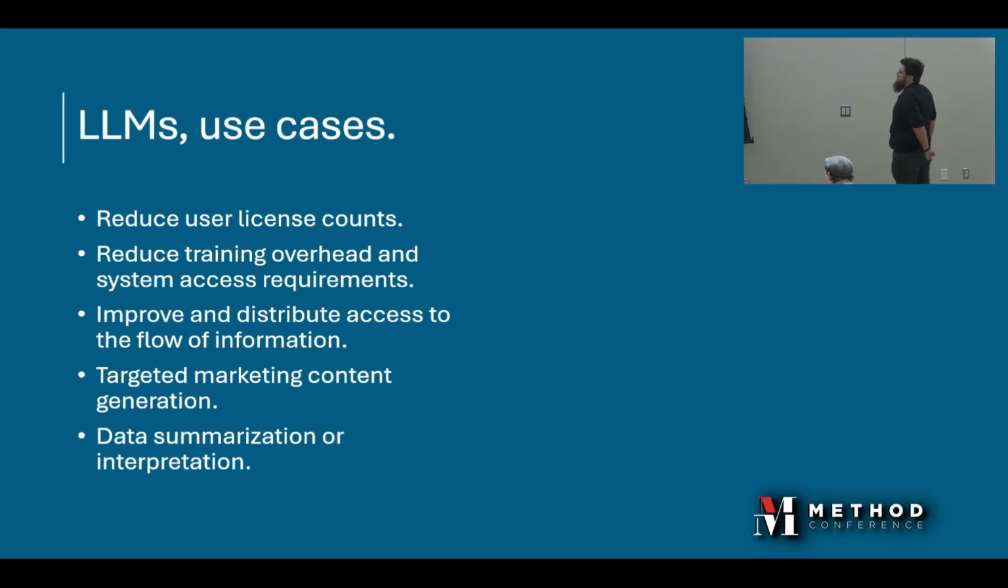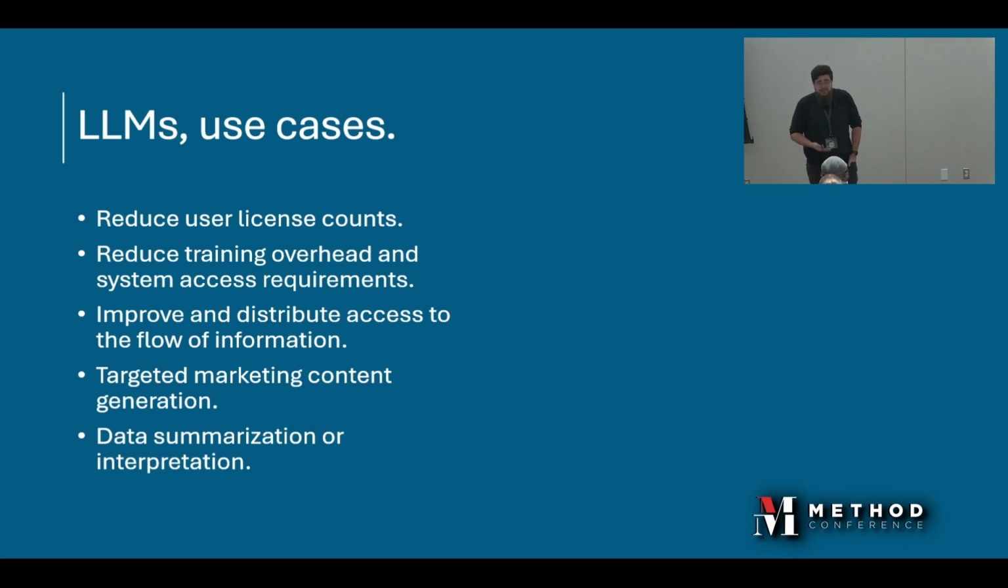Use cases, right? Reducing user license counts is a big one, I think. There is a cost to information. When we onboard people to new platforms and train them to get information from sources, there's time associated with that, a time cost to training people. There's also a physical, or tangible, cost to that.